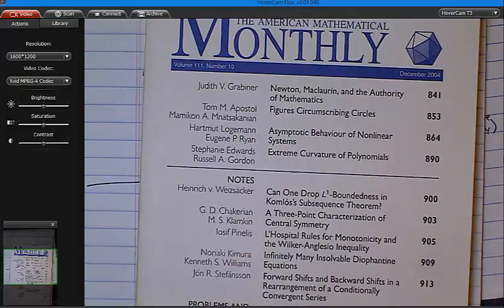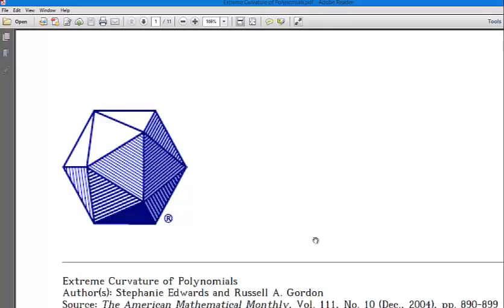Right? And did you notice yet where I'm pointing? Page 890, Extreme Curvature of Polynomials. These two, Stephanie Edwards and Russell Gordon, published in 2004. So now we're 12 years on, but that's not bad, guys. Okay? Results on curvature. Basically, and I have the article maybe here, it will be a little bit easier for us to look at. The article is this.